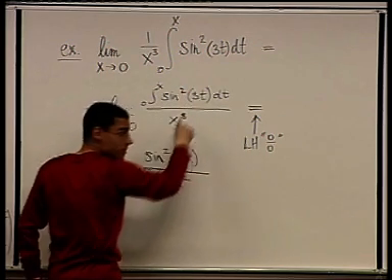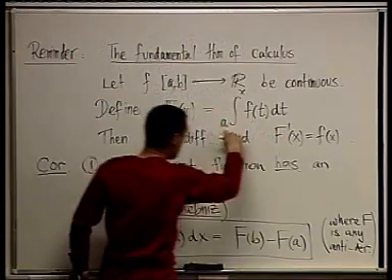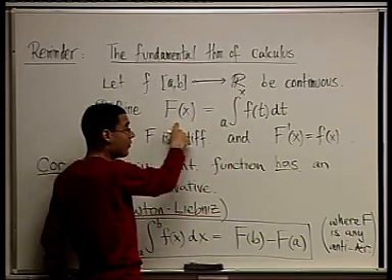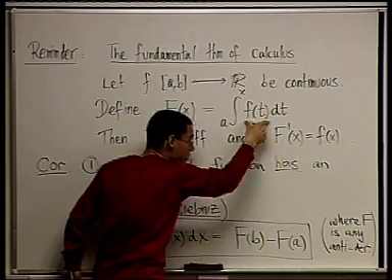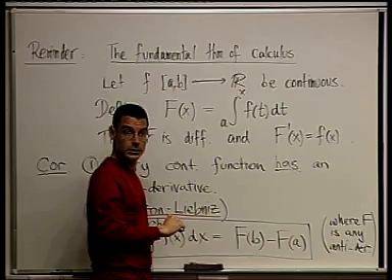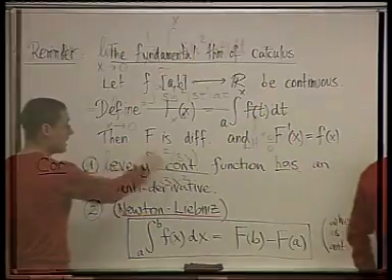How did you get sine squared 3x? It's just the function inside. Let's look back at this board. That's the fundamental theorem. If you have an integral from a constant to x of a function, where this function is continuous, please look on this board. If you have an integral of a continuous function, that's your big F, its derivative is just what sits inside. That's precisely this theorem. Clear? Everybody? Okay.